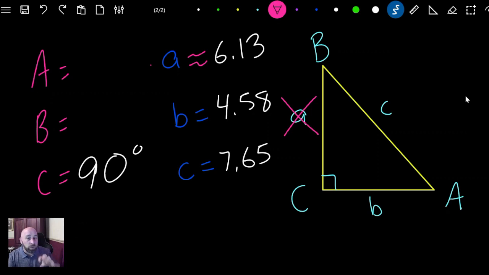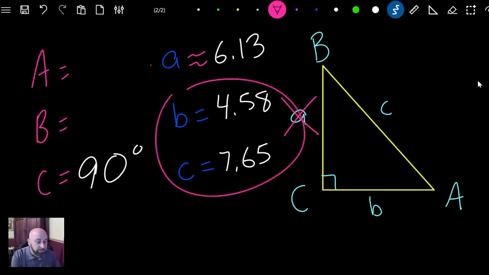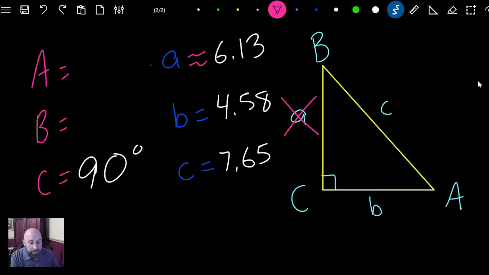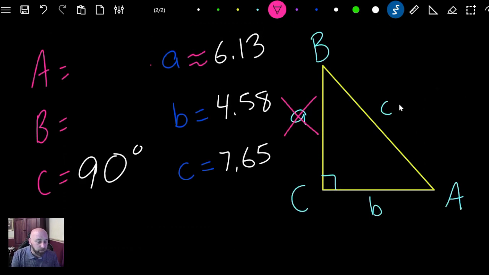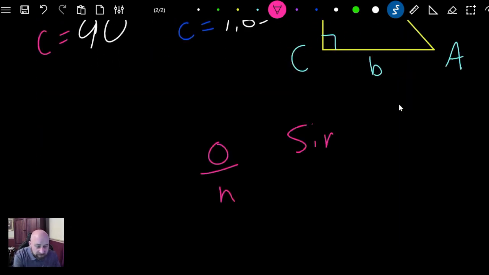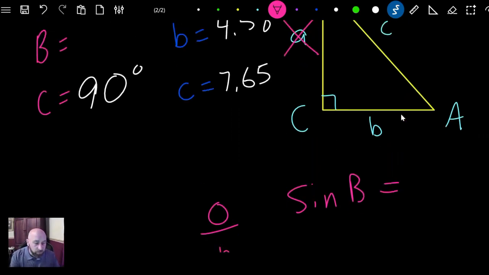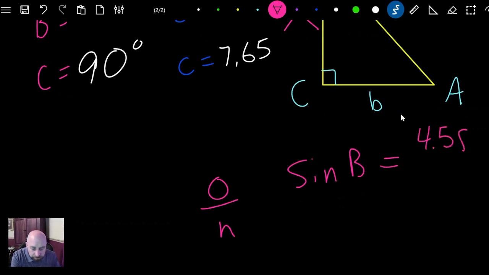So let's go back and let's try to solve this without using A. So let's use B and C. So if we're going to find angle B and we're using B and C, we have the opposite and we have the hypotenuse. Which one uses opposite over hypotenuse? Okay, that's right, sine. So we're going to do sine of B, because that's the angle we're looking for. This is our x, our question mark, equals opposite, which is 4.58, over the hypotenuse, which was 7.65. Now we just solve that.